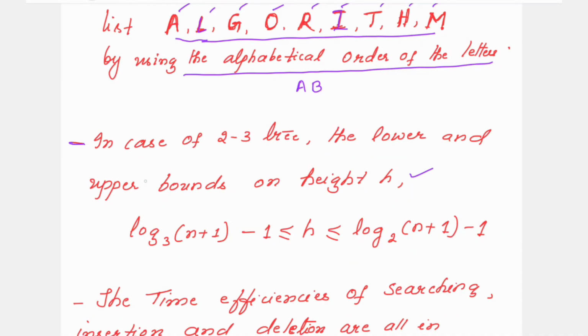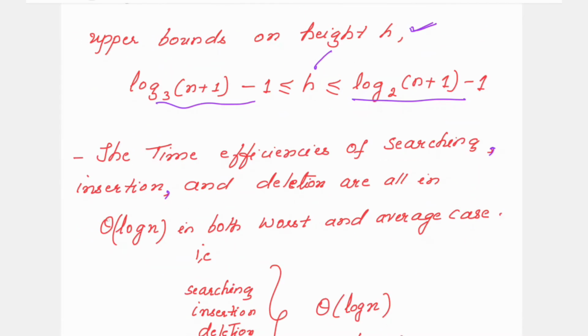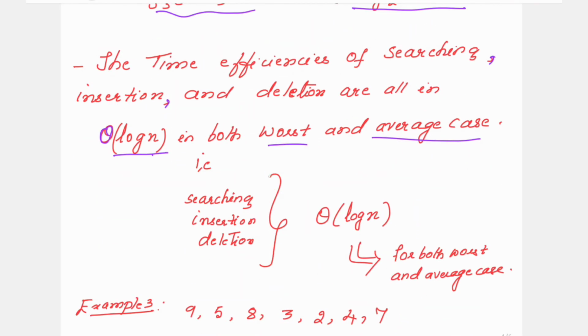Note down these points with respect to the time efficiency of a 2-3 tree. In case of a 2-3 tree, there are lower and upper bounds on height h. The time efficiencies of searching, inserting an element or deleting, all these three operations, it is theta of log n, and theta of log n is for both worst case and average case. In summary, I have written here searching, inserting and deletion. All these three operations, the efficiency is theta log n, and it is for both worst case and average case in case of a 2-3 tree.